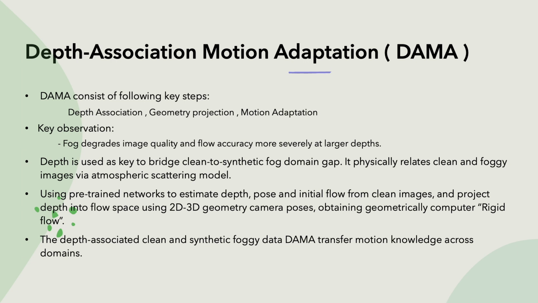Motion adaptation: with the depth-associated clean and synthetic foggy data, DAMA transfers motion knowledge across domains. It extracts motion features, computes cost volume, and decodes to estimate synthetic foggy flow. In essence, DAMA utilizes depth data to physically relate clean and foggy image domains, while geometrically constraining the optical flow estimation under fog degradation. This allows transferring motion knowledge from the clean domain to the synthetic fog domain in a physically constrained manner.